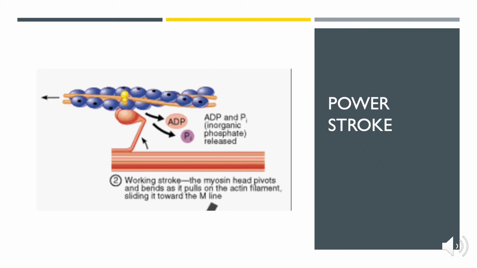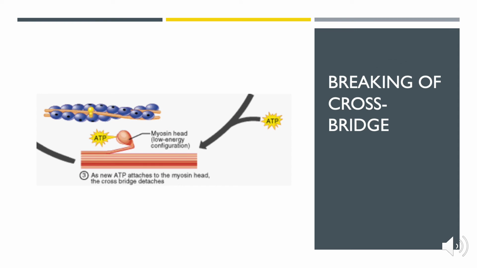After the cross bridge is formed, the myosin releases the ADP and phosphate and flexes. When the myosin flexes, it moves to a bent position and brings the filament with it. This motion is called the power stroke. Finally, ATP will bind to the myosin head again, destabilizing the myosin-actin bond. The ATP binding breaks the cross bridge and the process is ready to be repeated.